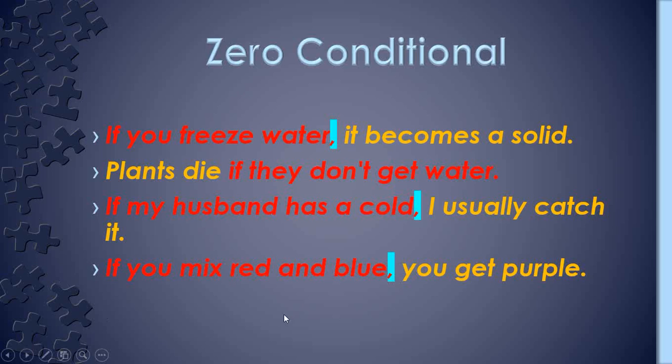In all of these examples, we can see that the condition is the red one, and the result of that condition is the action that happens in the yellow part. If you freeze water, what happens? The water becomes a solid, becomes ice. Plants die. This is the result. With what condition? That they don't get water. If they don't get water, what happens with the plants? They die.